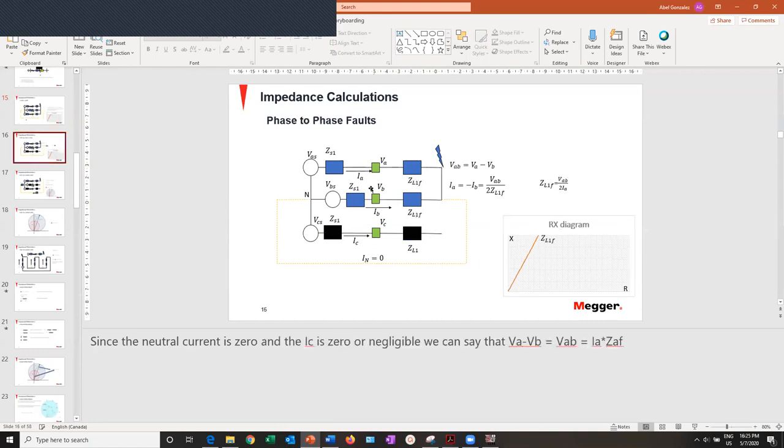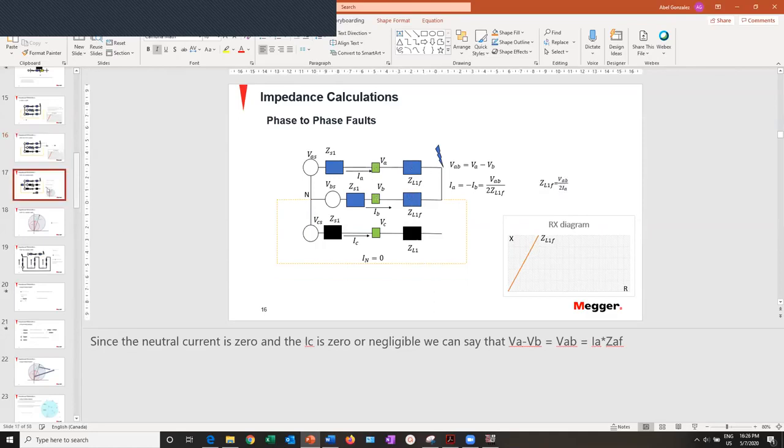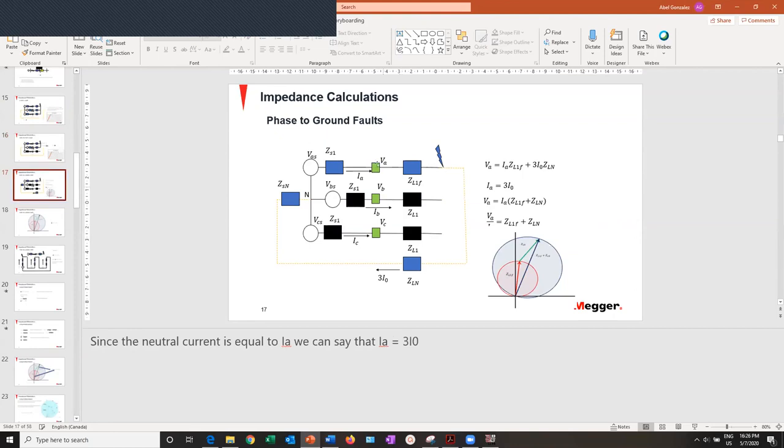For the phase-to-phase fault, it's different. This would be the loop impedance for the phase-to-phase fault, and you see this number 2 here because you have the impedance twice in the loop. Now the loop is this loop here. In the case of a ground fault, the loop encompasses the ground. Since the loop encompasses the ground and the current circulating is actually the current from the phase to the ground, this loop is different.